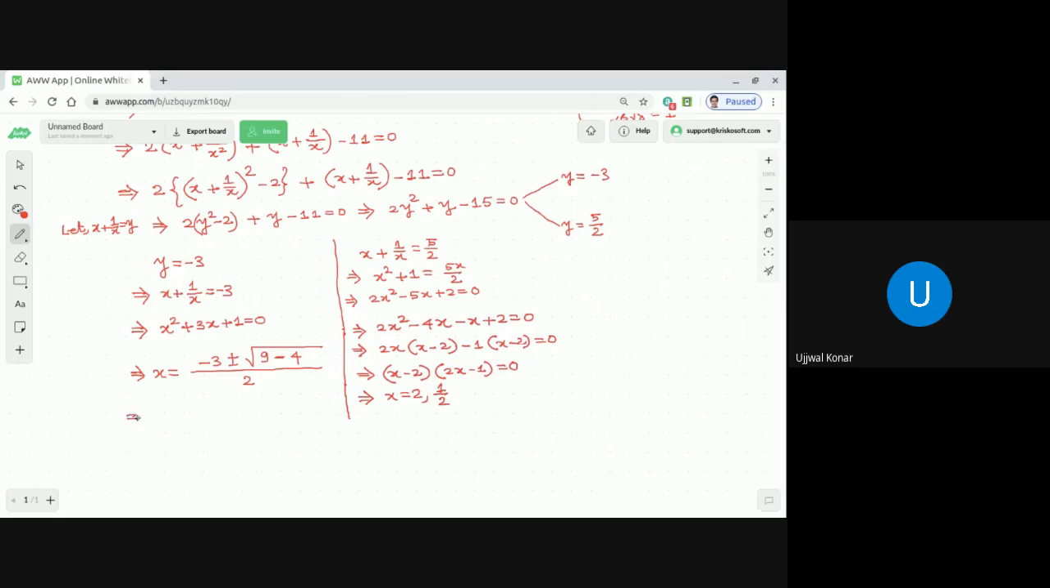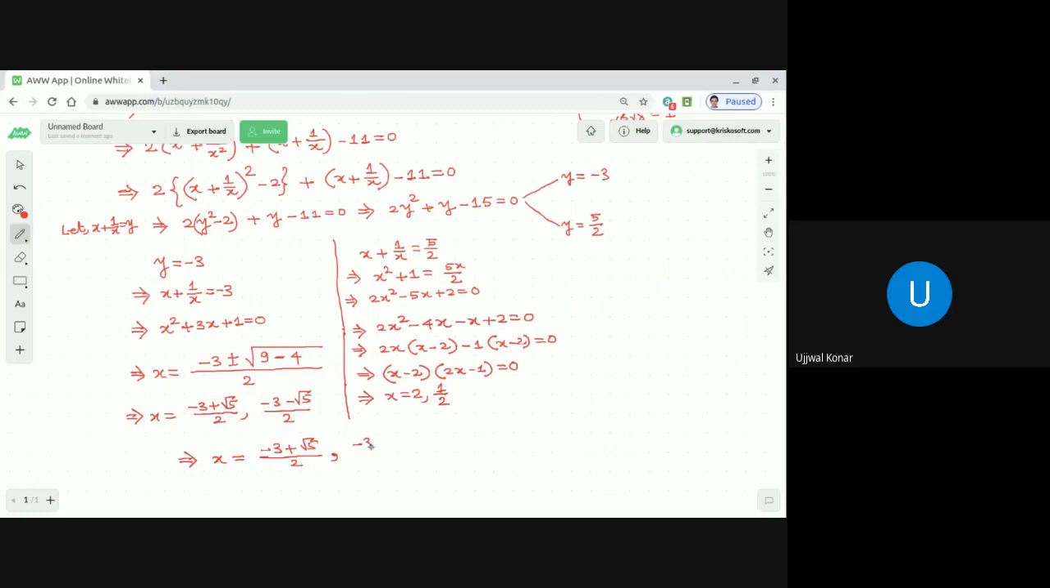And from here what are we getting? x equal to minus 3 plus root 5 by 2 and minus 3 minus root 5 by 2. So finally we get 4 roots. Na? So this implies x is equal to minus 3 plus root 5 by 2.